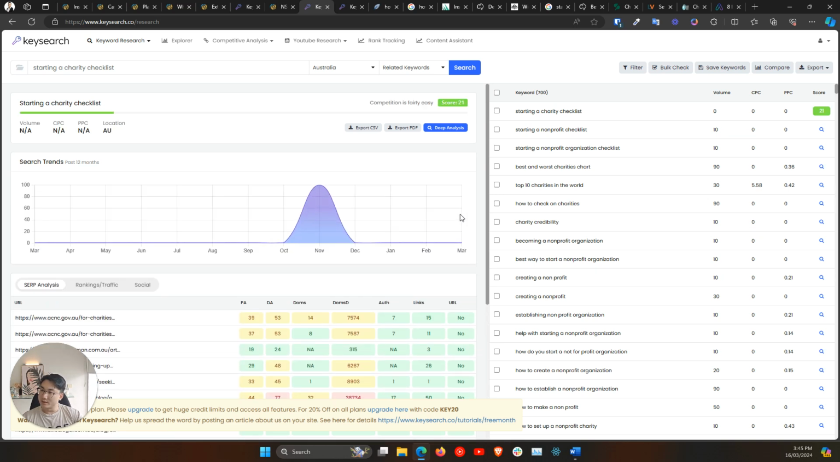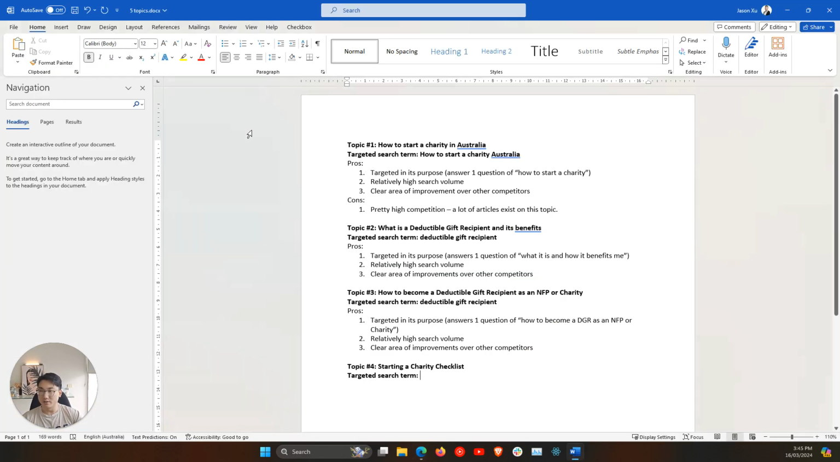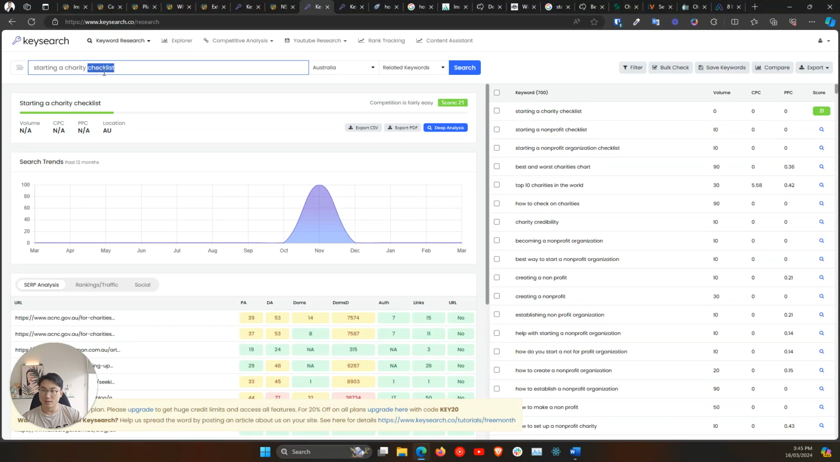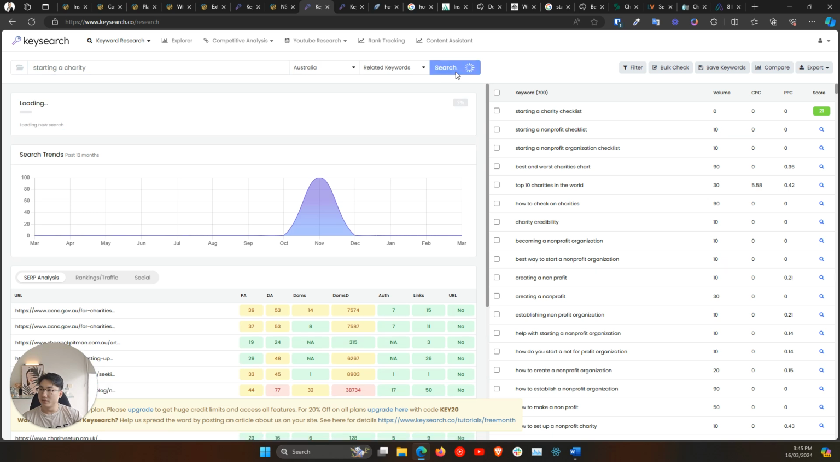Okay, so I guess not many people are Googling specifically starting a charity checklist, which makes sense because most people will probably just Google starting a charity. So let me have a look.